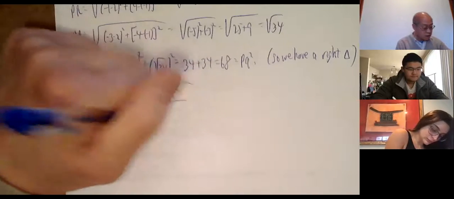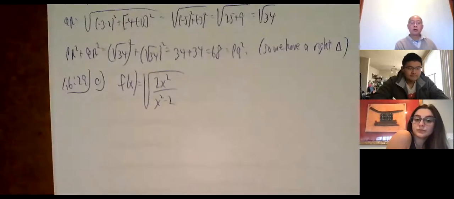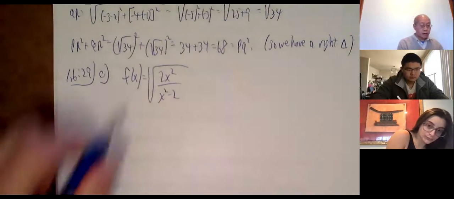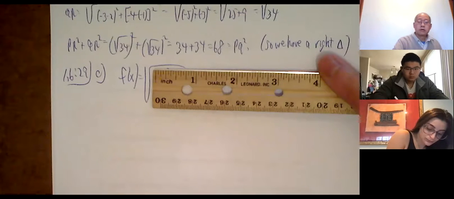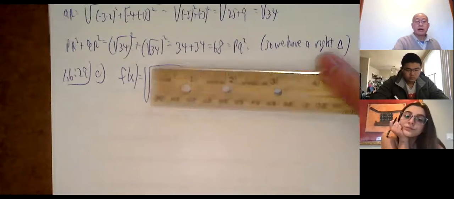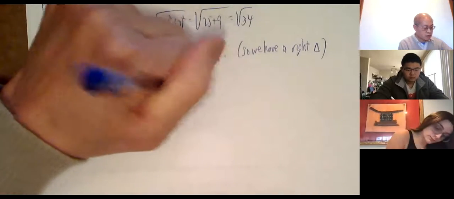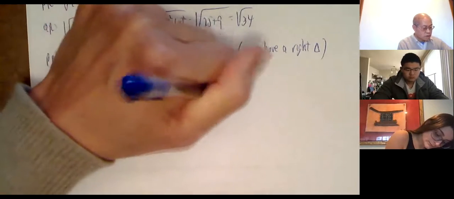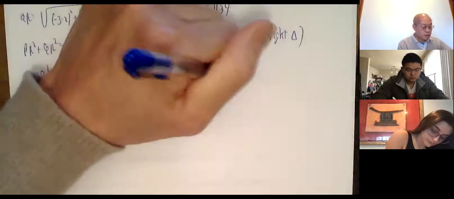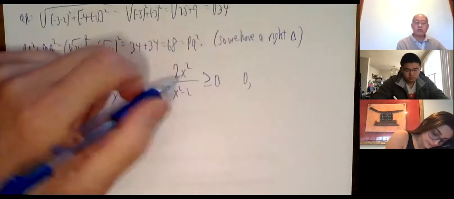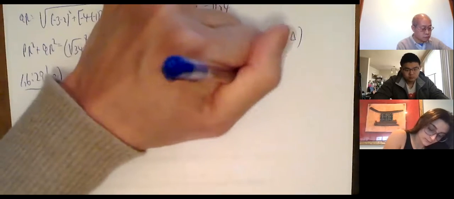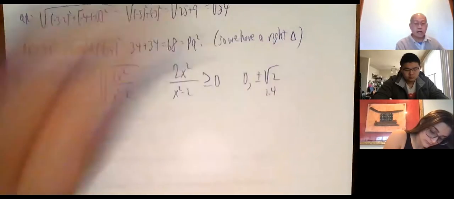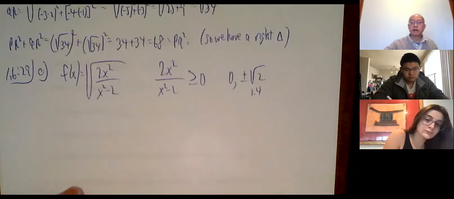The function is x equals the square root of 2x squared over x squared minus 2, and find the domain. Okay, so it's got a square root, so the thing behind the square root has to be greater than or equal to 0. 2x squared over x squared minus 2 is greater than or equal to 0. My boundary numbers: what makes the top 0? 0. What makes the bottom 0 are plus or minus radical 2, which is like 1.4.